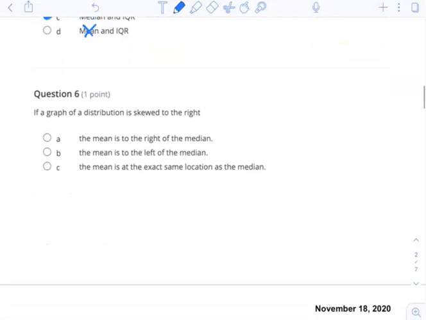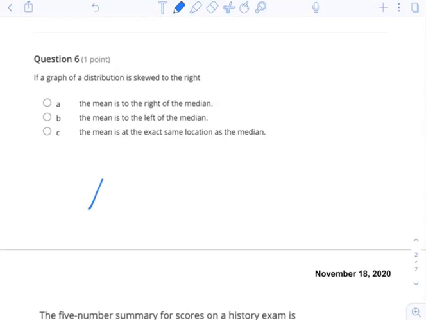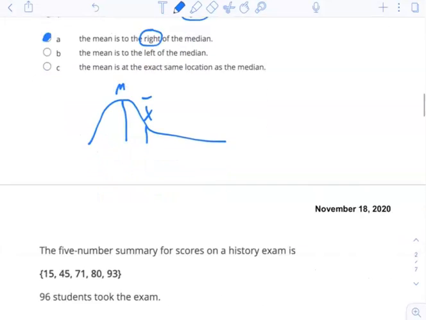Number 6, if the graph of a distribution is skewed to the right, that's a picture of it, the mean is going to be to the right of the median. That first answer is true. Our median would be somewhere in here. Our average would maybe be somewhere in here. But if it's skewed right, the mean is to the right. If it's skewed left, the mean is to the left. If it's symmetric, they're in roughly the same location.